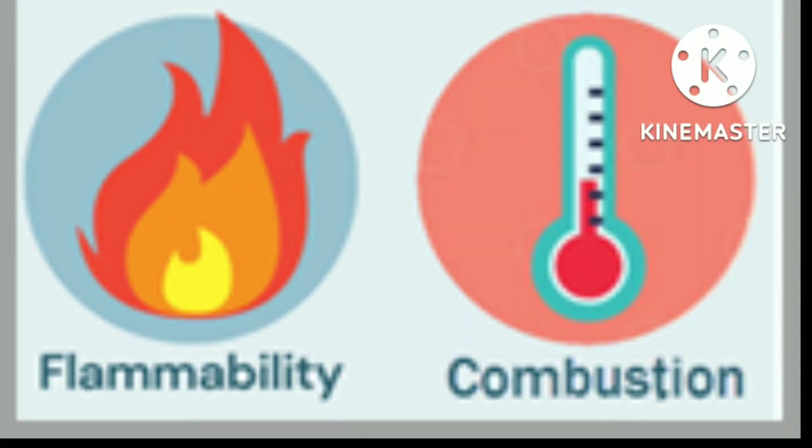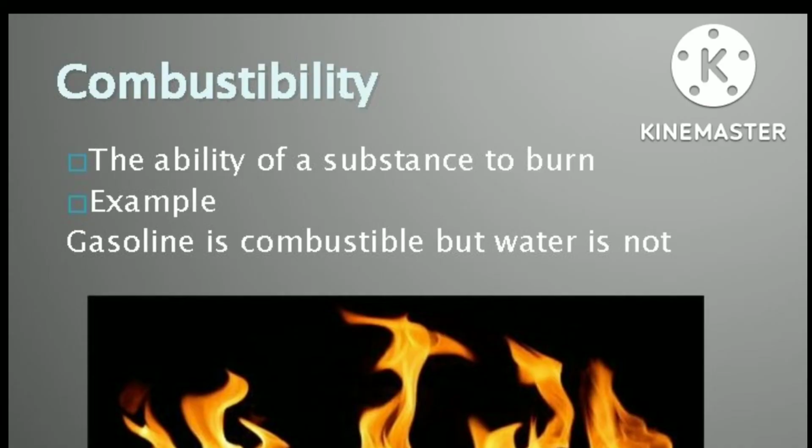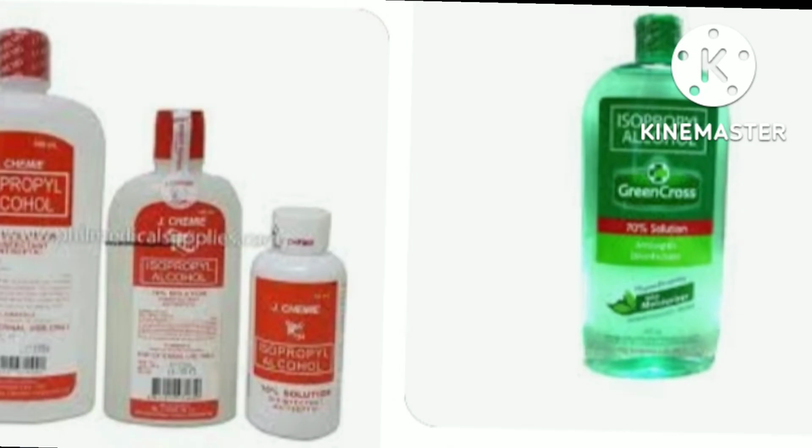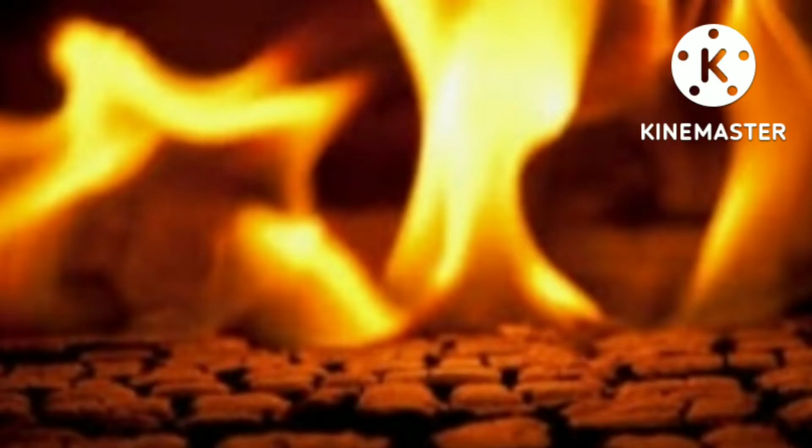These are some chemical properties of materials: combustibility and flammability. Combustibility is the ability of a material to burn, while flammability is the ability of a material to ignite or catch fire easily. Alcohol is an example of a combustible material. It burns when it reacts with a lighted matchstick.